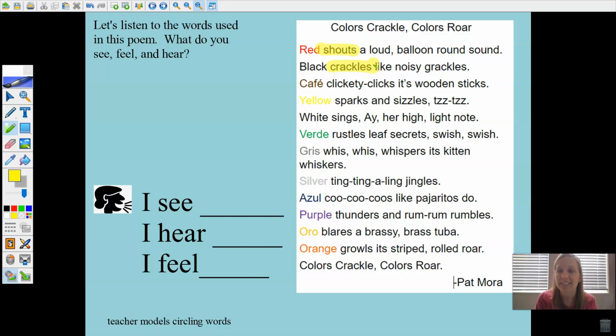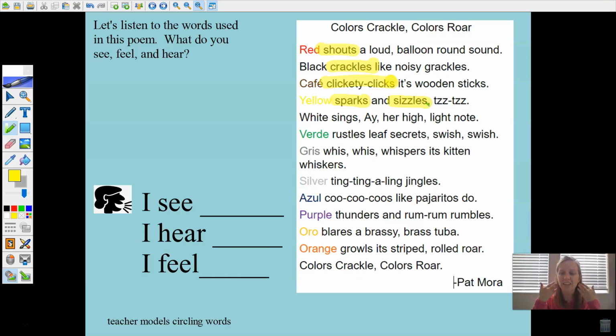Cafe clickety clicks, its wooden sticks. That word's clickety clicks. You hear it clickety click, clickety click. It's wooden sticks. Now I know that cafe, I color coded it for us for those of you who don't know much Spanish, but cafe is brown, and if it says it clickety clicks, its wooden sticks, it makes me think of train tracks. All right, yellow sparks and sizzles. So I'm going to highlight sparks and sizzles.